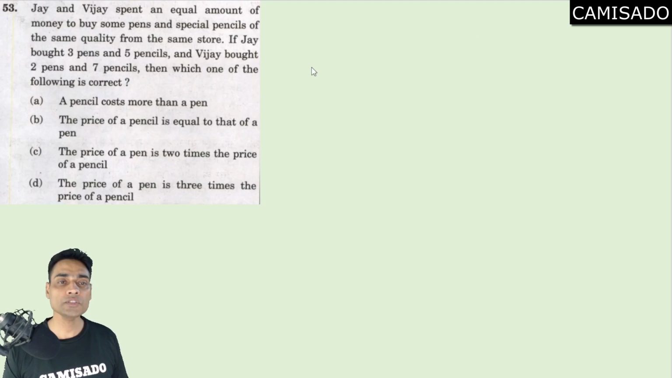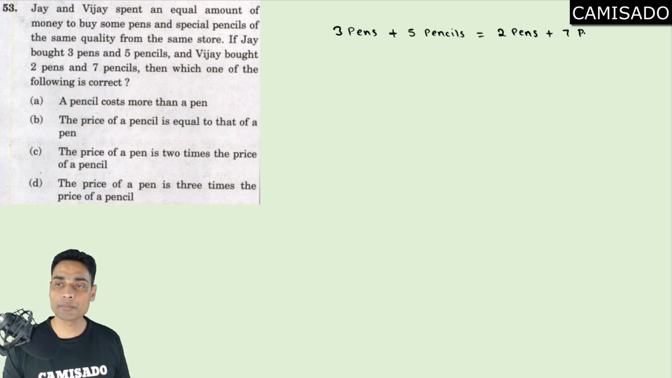Then next, Jay and Vijay spent an equal amount of money to buy some pens and pencils of the same quality from the same store. If Jay bought 3 pens and 5 pencils and Vijay bought 2 pens and 7 pencils at the same rate, which one of the following is correct? So equal amount of money, so we have equated it. Now what we can say here is 1 pen equals 2 pencils.